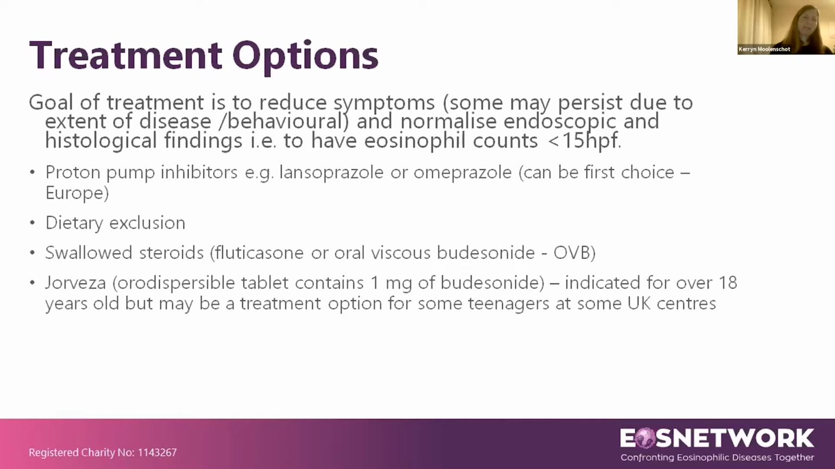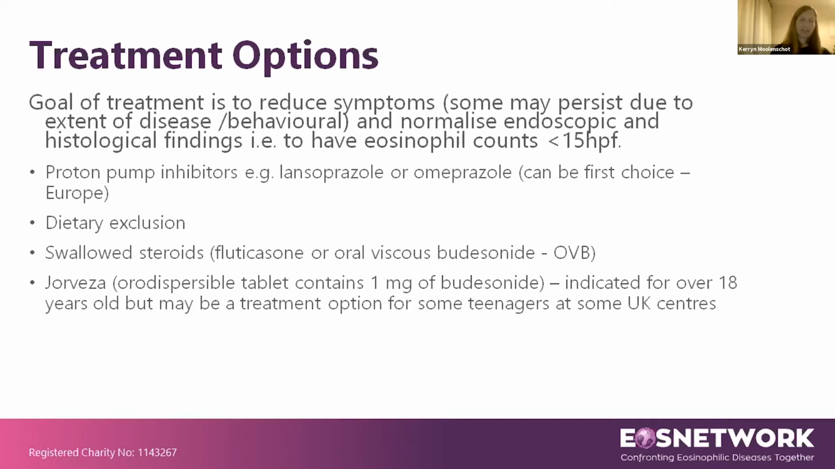So treatment choices, you've got proton pump inhibitors, or PPIs, and these are commonly lansoprazole and omeprazole. And in Europe, this can be the first choice of treatment for EoE. So before embarking on dietary exclusion or other medications, they may do a trial of PPIs first. And if you have remission, then you'll probably take long-term PPIs. But here in the UK, we do tend to offer a choice for patients.